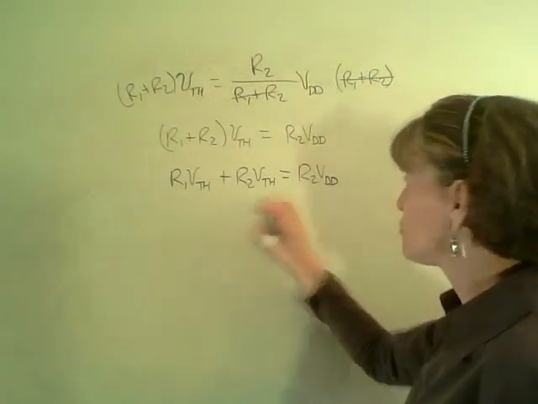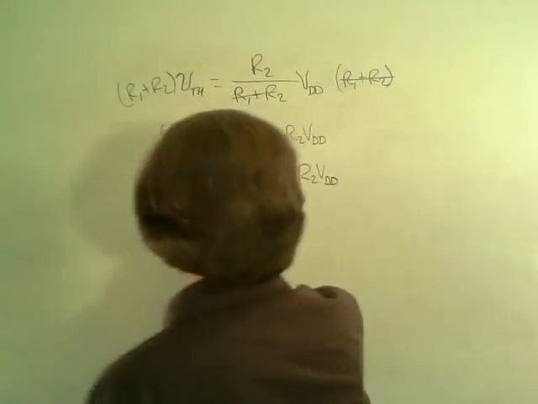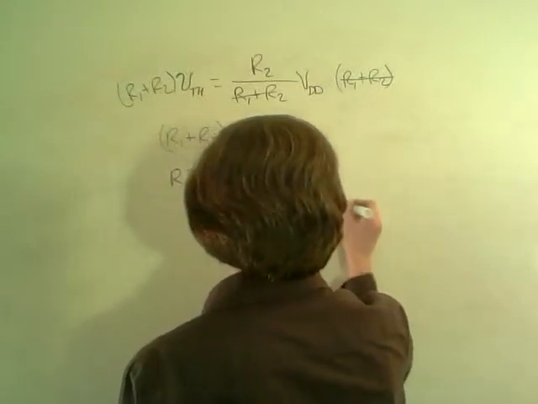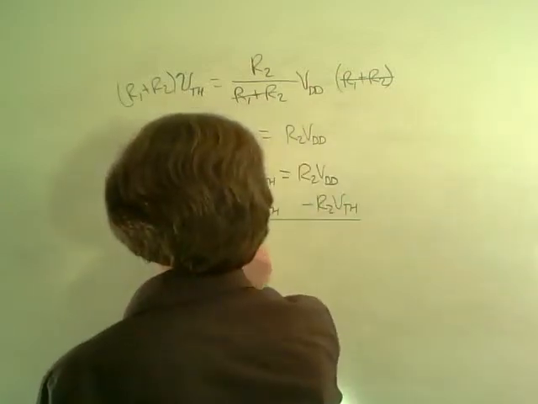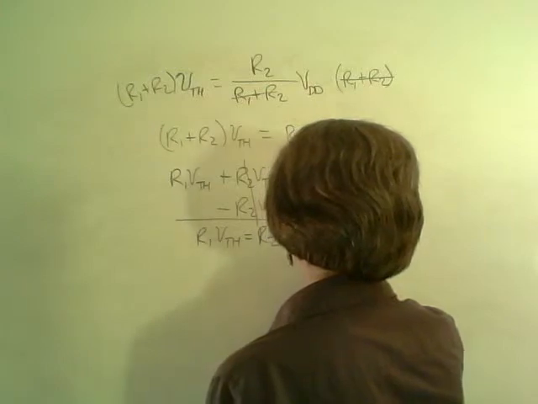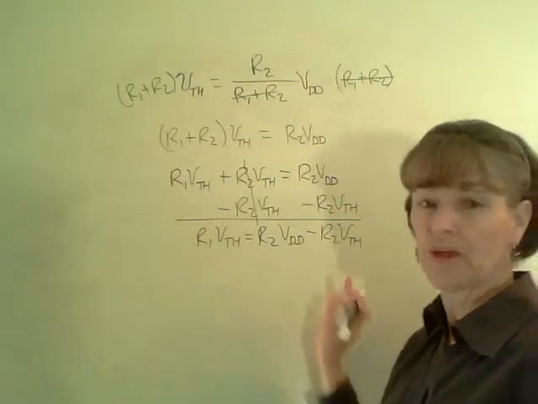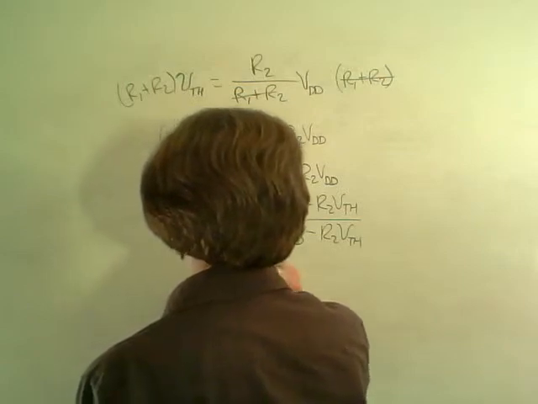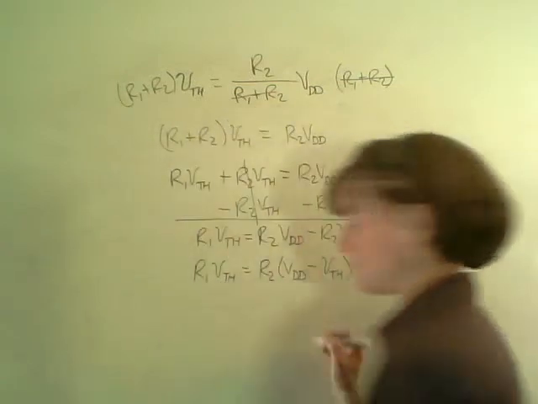Now, I have three separate terms, and two of them have R2 in them, so I want those two terms together on one side of the equal sign. So I'll subtract R2 VTH from both sides. And then on the left, I'll have R1 VTH equals, and then on the right, we'll have R2 VDD minus R2 VTH. All right, well, now I can factor my R2 out. So on the left, I have R1 VTH equals R2 times VDD minus VTH.